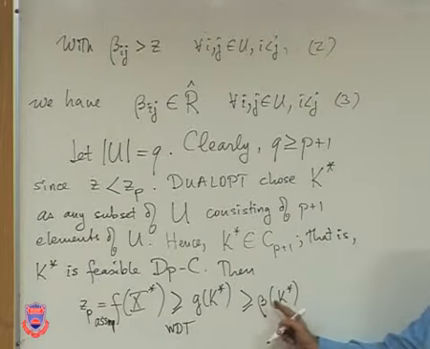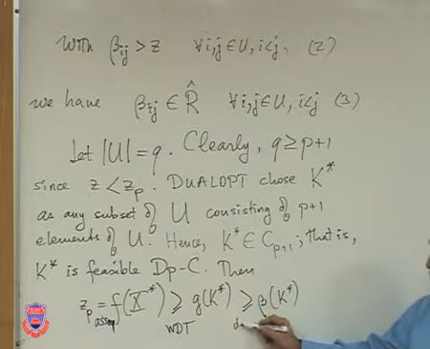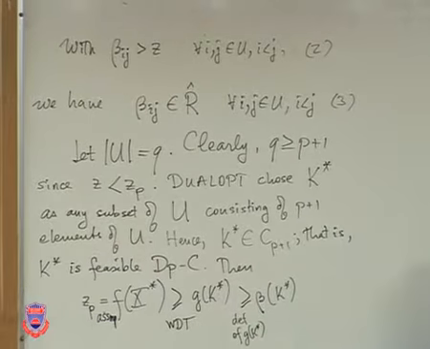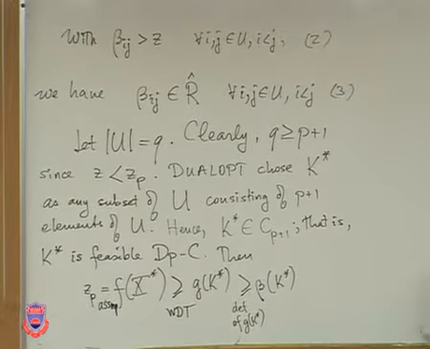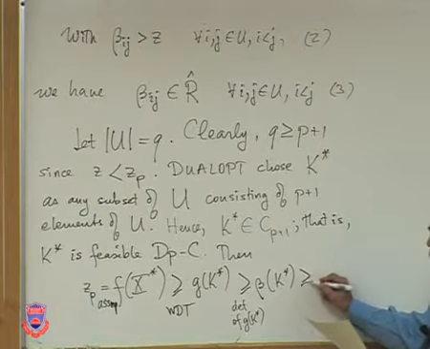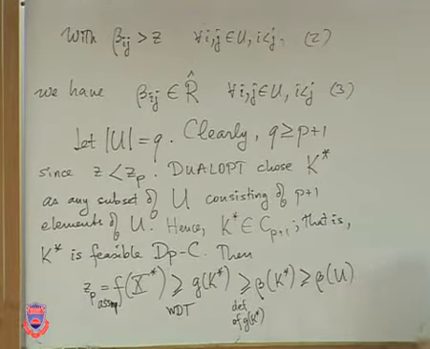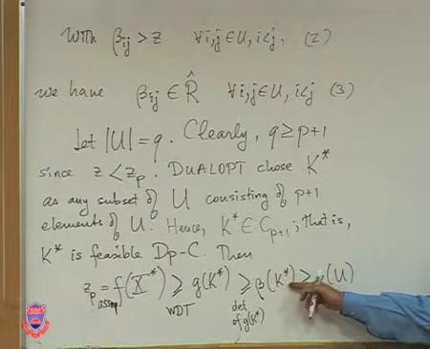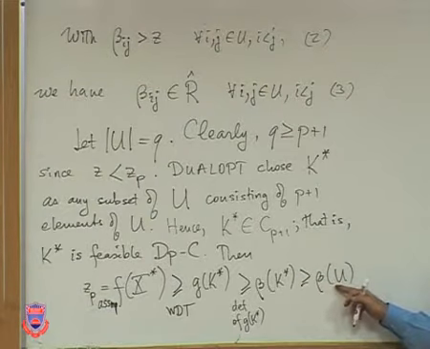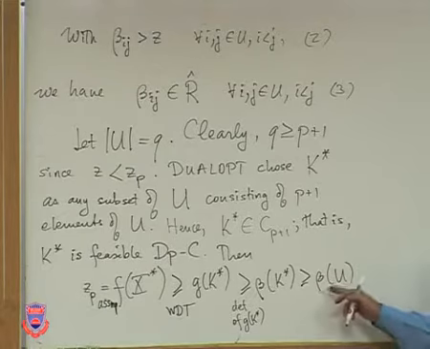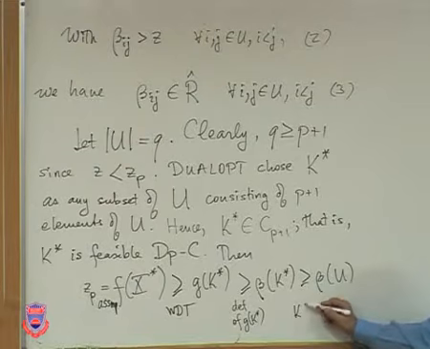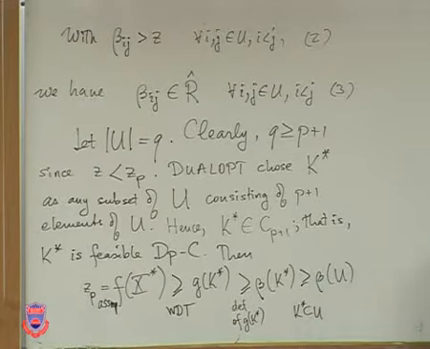Because g of k star is the maximum of beta k star or alpha k star, so this is from the definition of g of k star. These are all elementary facts. We're still continuing though. This is greater or equal beta of u. Why? Because u is a larger set than k star. It contains all elements of k star, so the minimum beta you would get here would be smaller or equal to that. So this is from the fact that k star is a subset of u. They could be equal, of course.